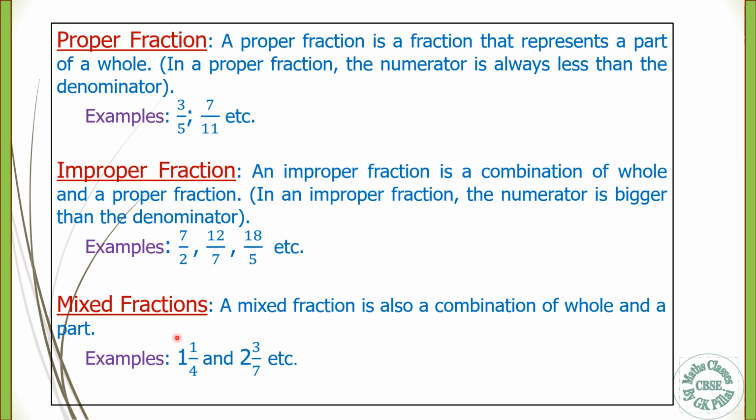Mixed fraction. A mixed fraction is also a combination of whole and a part. Here, the whole is 1 and this is a part, 1 by 4. When you combine these two, you get improper fraction only. When you take it 1 into 4, 4, 4 plus 1, 5, 5 by 4. This will be 2 into 7, 14 plus 3, 17 by 7. This is the way we get improper fractions. Improper fractions can be converted into a mixed fraction also.